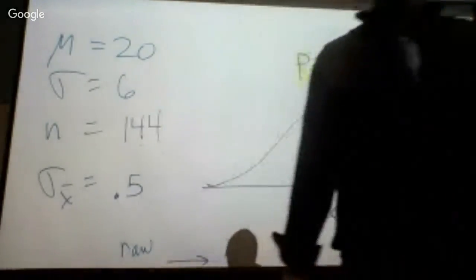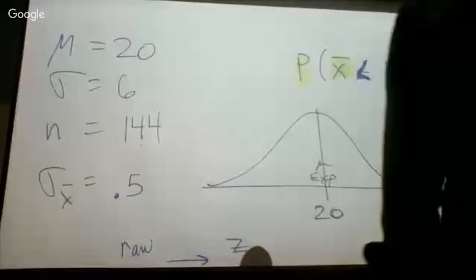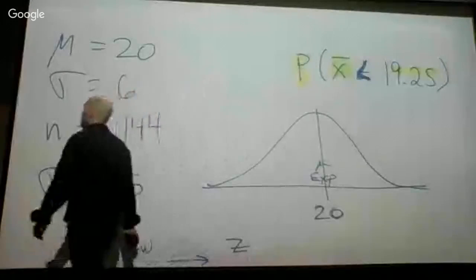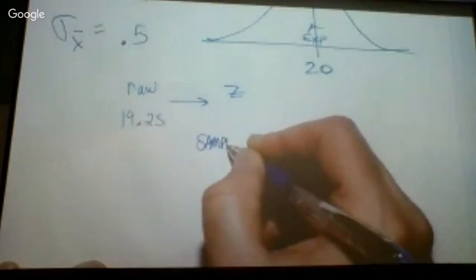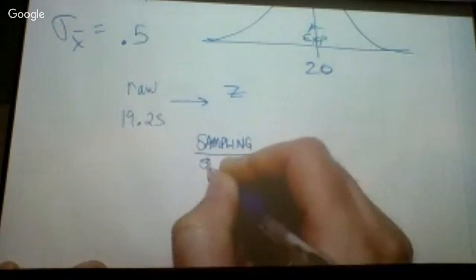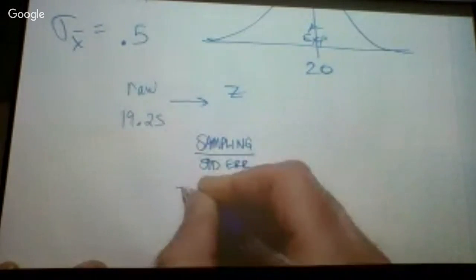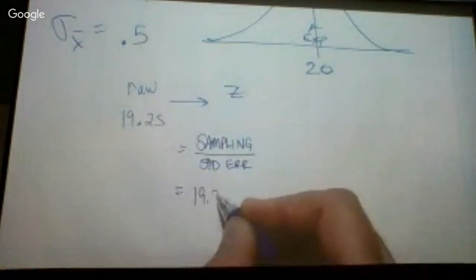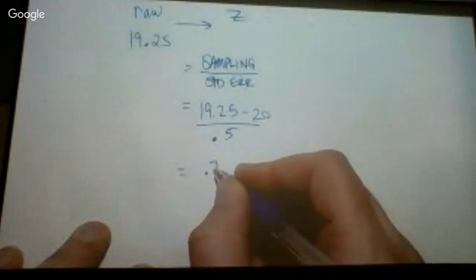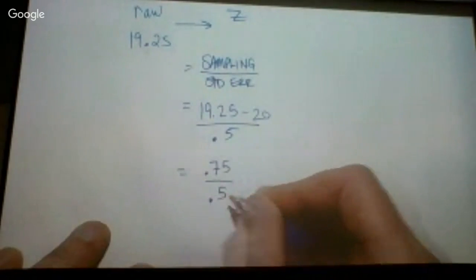So sampling error over standard error. Sounds good. Sampling error over standard error. Sampling error is always the easy one to calculate because all you do is take your raw score and do a little subtraction. And we divide by your standard error, which you already calculated. So you got 0.75 over 0.5.